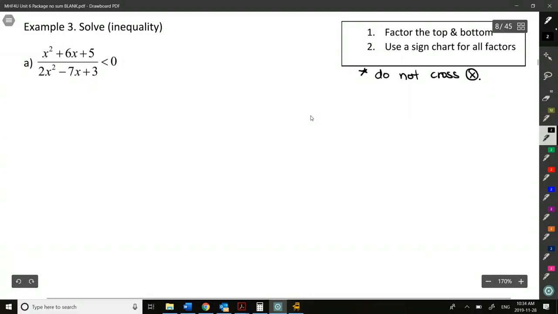Alexandra? Multiplies to 5. 5 and 1, yes, that should work. Very good.